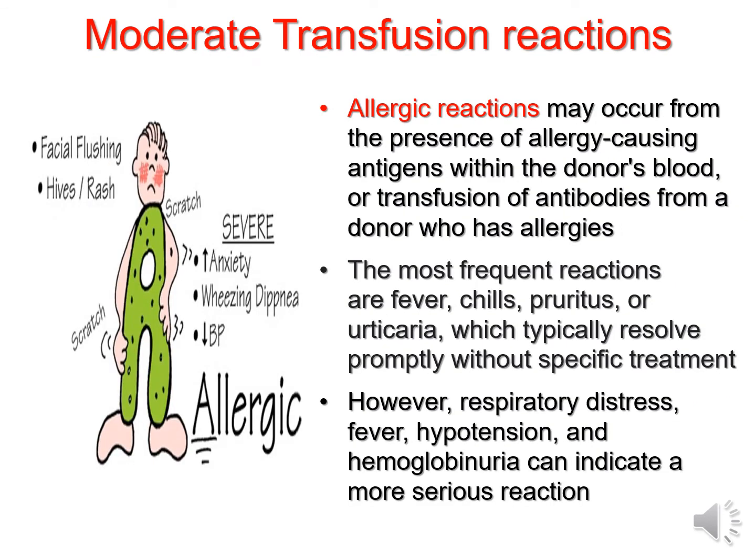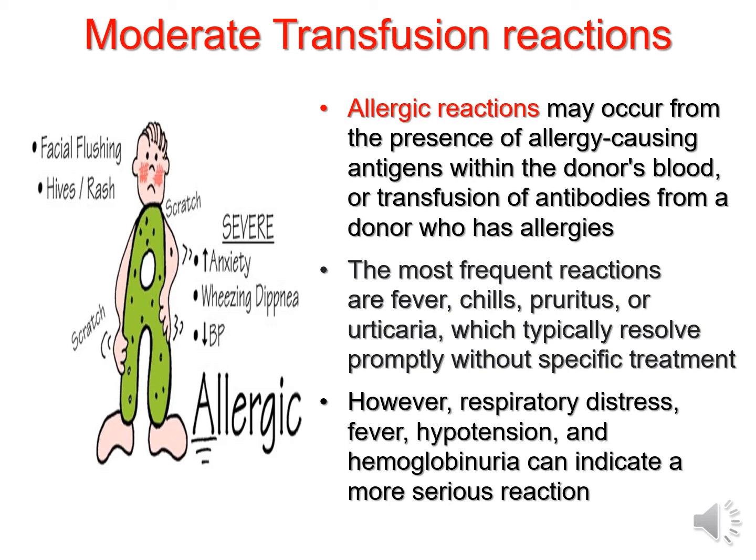Then you've got moderate transfusion reactions, and these are allergic reactions. This can result in facial flushing, hives or urticaria, a rash of some kind, pruritus in the form of scratching, itching, and if it becomes more severe, it could result in an anaphylactic reaction, which is the severest type of allergic reaction. And this can result in hypotension, breathing disorders, severe restlessness and anxiety. So allergic reactions may occur in the presence of an allergy-causing antigen within the donor's blood or transfusion of antibodies from the donor who's got allergies.